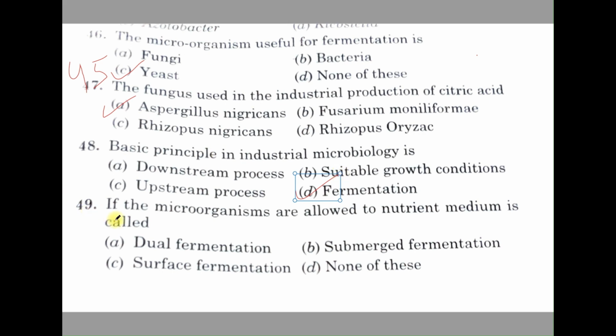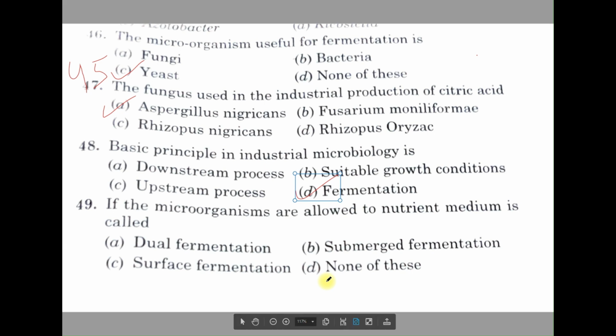Now question number 49. If the microorganisms are allowed to grow on the surface of a nutrient medium, it is called A. Dual fermentation, B. Submerged fermentation, C. Surface fermentation, D. None of these.